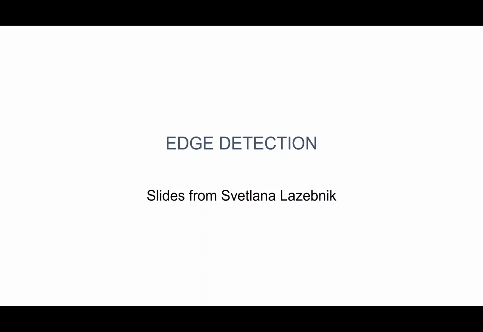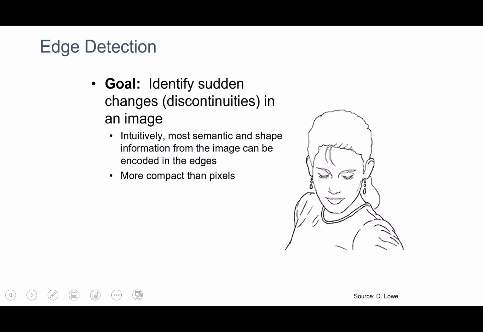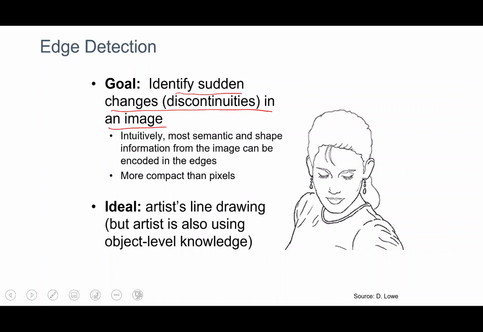Okay, I'm using the slides from Professor Lazebnik. So what is an edge now? Here you can perceive an edge nicely, and you can consider that these are also edges from dark background to bright. So when you really try to think about these edges, we identify sudden changes or discontinuities in an image. So intuitively, most semantic and shape information from the image can be encoded in edges. This is a more compact representation than pixels.